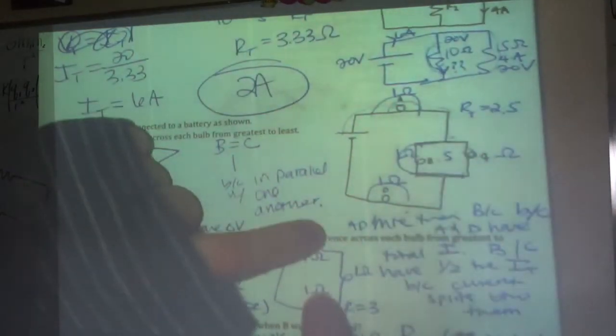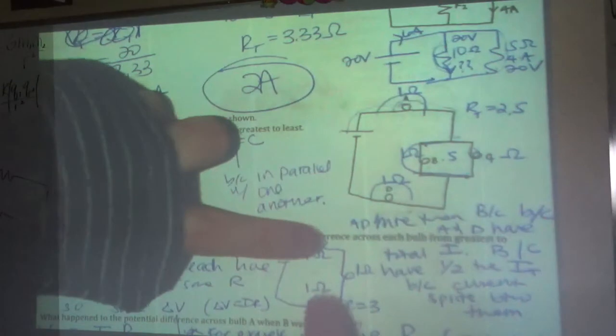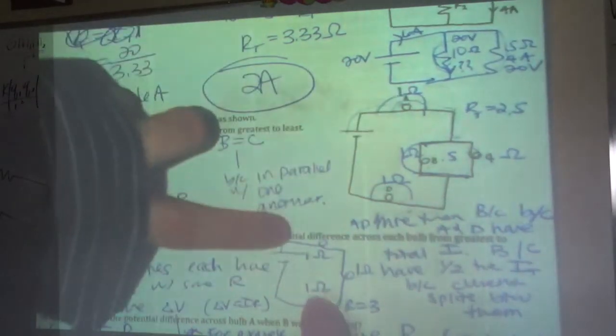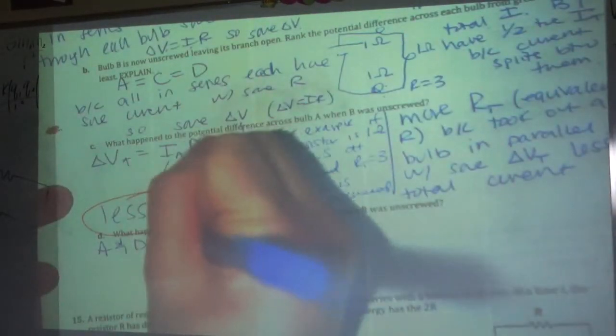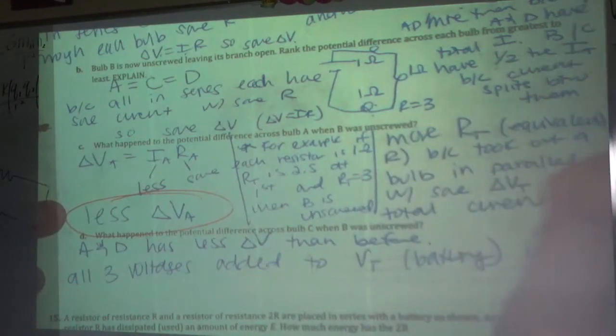What happened to the potential difference across bulb C when B was unscrewed? The way I thought about this is, we know that both A and D had the same amount before. Now they're equal to each other, and we just said A is less, so D is less as well. So A and D have less potential difference than before. And you know that all 3 voltages add up to the V total of the battery in both cases.